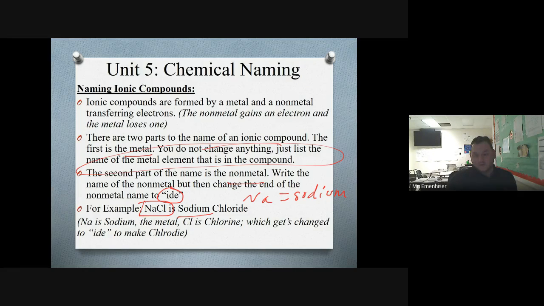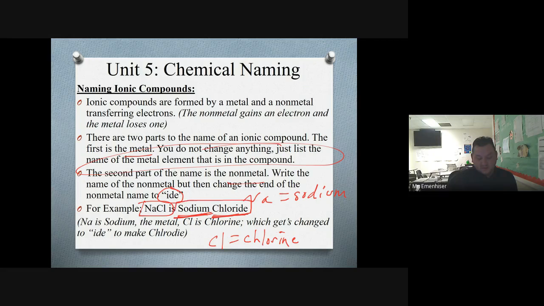So I did that. I wrote sodium right there. And then the other element is chlorine. Cl is the symbol for chlorine, element number 17. That's on the far right of the periodic table. It's a nonmetal. And so I'm going to write chlorine, but then I'm going to change the INE to IDE. So that's going to be chloride. And so that's how I get this right there. And so that's our name.